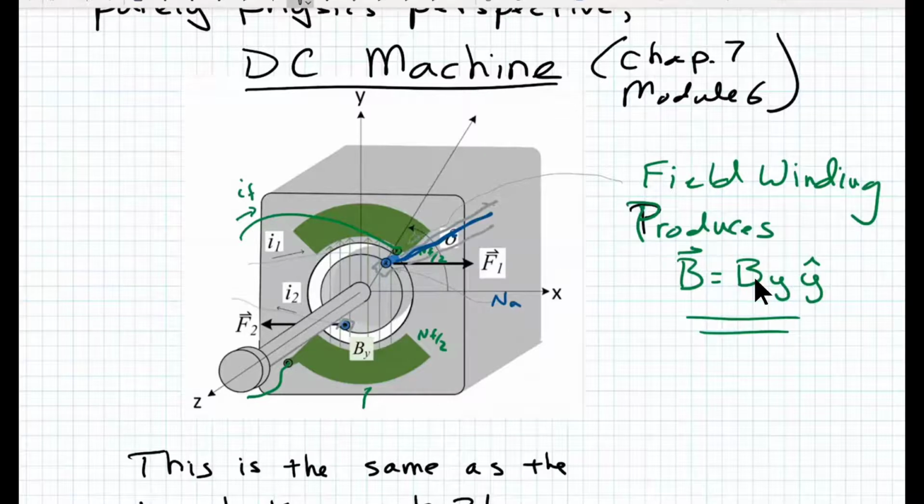Okay, it's going down the slot here. It's coming back the other side, so you've got a wire going in here, and you've got a wire coming out here. There's a current going in there. We could call that current IA, armature current, going down the length.